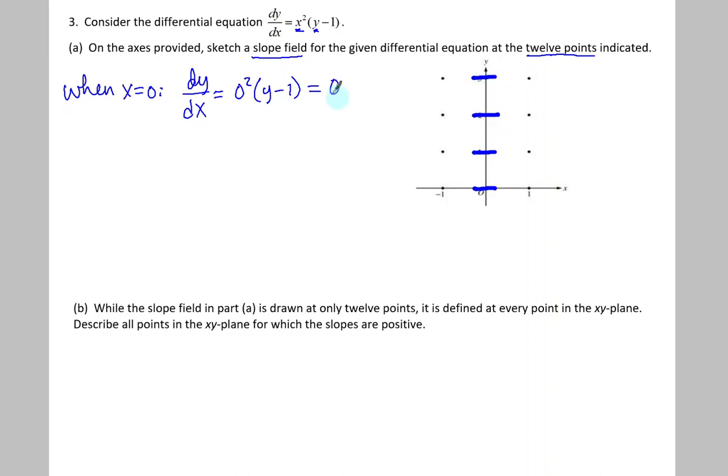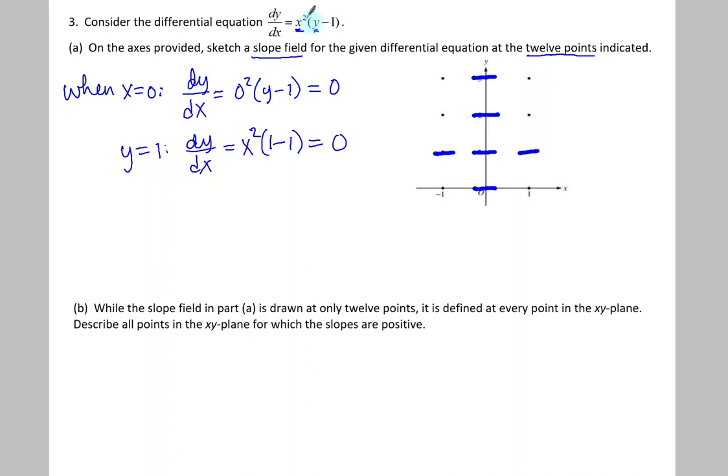I can also get 0 for a slope if I make the y equal to 1. So let's consider when y equals 1, that dy/dx equals, now I didn't pick anything for x, so I leave it as x squared, 1 minus 1, which is 0, and that, of course, is going to make 0. So any place where y equals 1, which is up here, is going to be a horizontal line segment. So I'm looking for patterns, things that help me to make this slope field turn out easier.